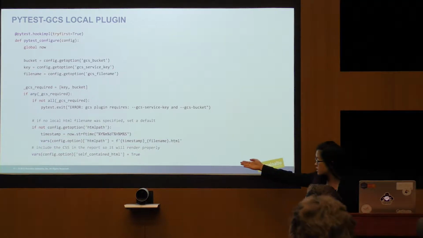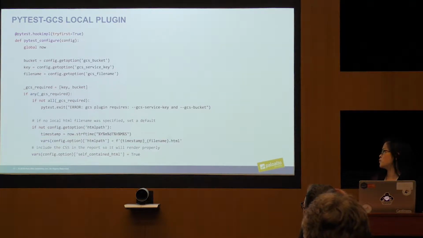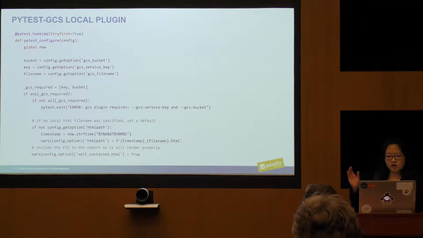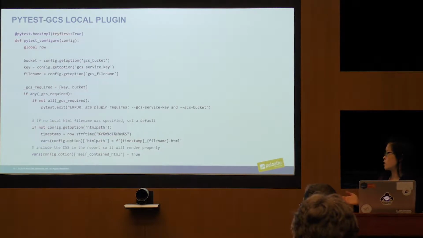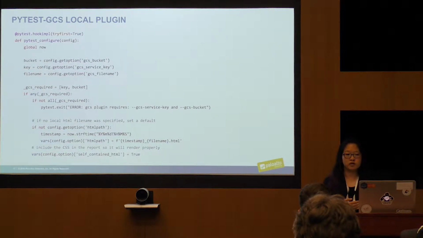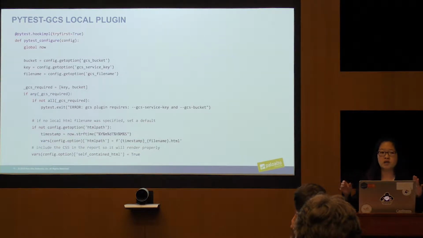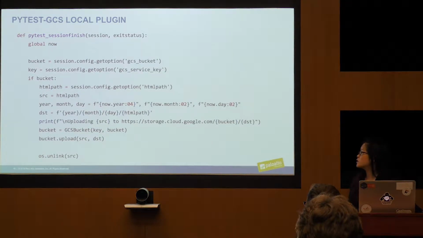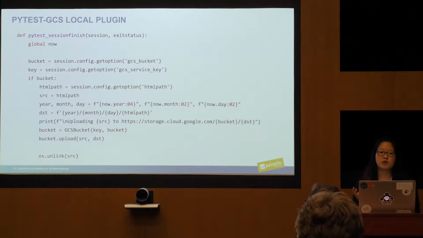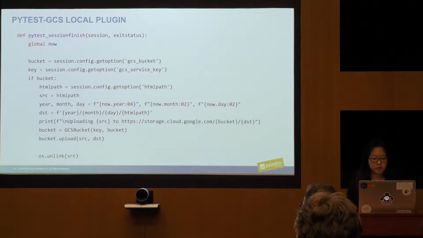And the final line is an option that is part of the Pytest HTML plugin, where if you set this Boolean, then it will include the CSS in the HTML report. I wanted to set that to true so that it's easier to view on the Google Storage bucket. When you browse in the bucket, you can click on the file and it will have all the CSS included in the HTML for you. So that was just manipulating all the command line options. And now this is the actual upload to GCS.